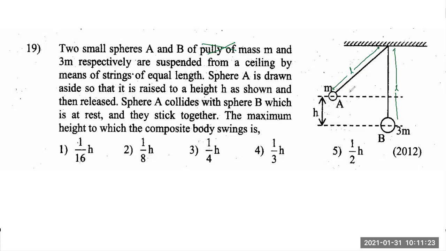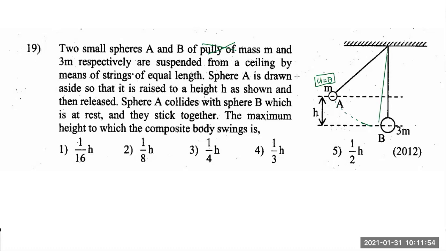Okay, interesting. Now let's analyze this step by step. I think we don't need to know the fact that they have equal length. I just wrote it so you know it as a fact. First, when you release the object, m initially will be at rest, and then it will eventually reach this point and collide with B.